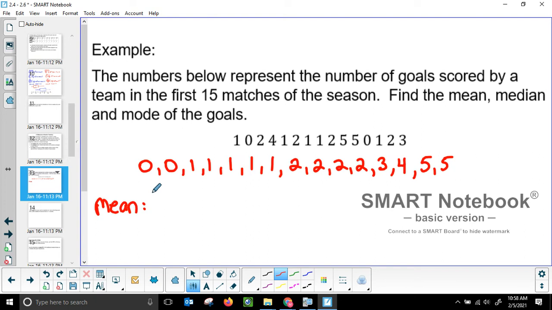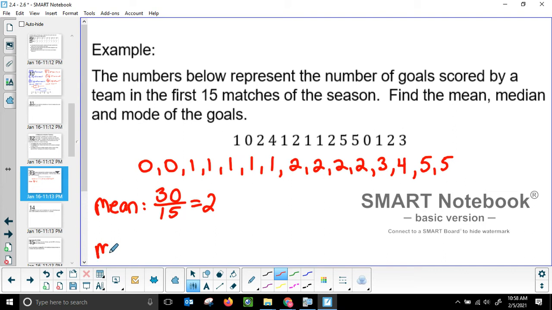So the mean: all we do is add all of these things together and then divide by the 15 that there are. So we have 1, 2, 3, 4, 5, 7, 9, 11, 13, 16, 20, 25, 30. So 30 divided by 15, my mean is 2.